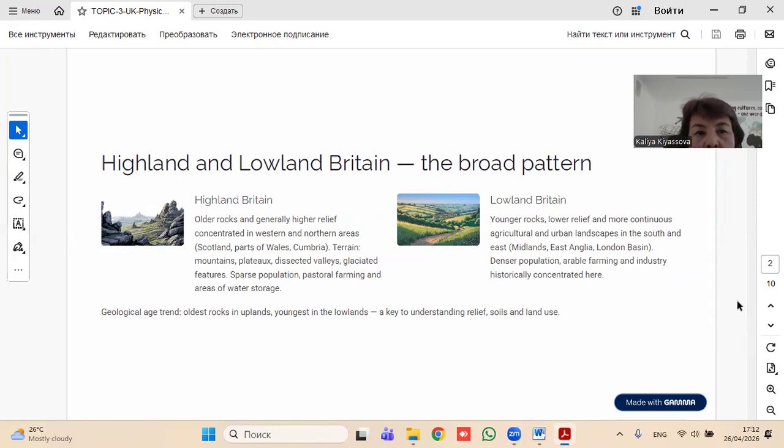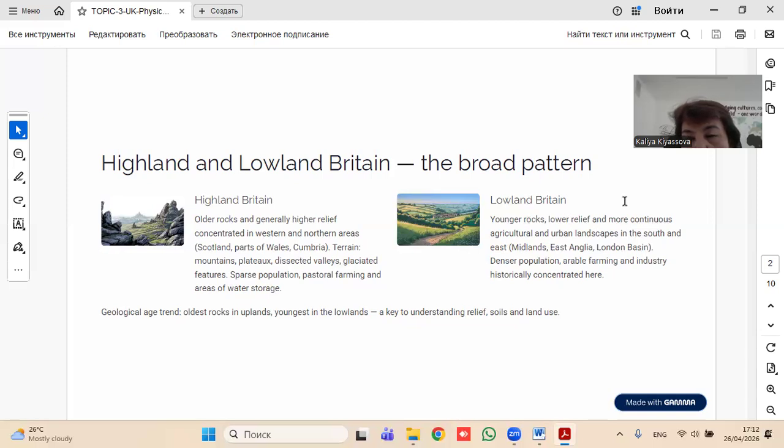Highland and lowland Britain, the broad pattern. First, let's discuss Highland Britain. The older rocks and the general high relief are concentrated in western and northern areas: Scotland, parts of Wales, Cumbria. Terrain: mountains, plateaus, dissected valleys, glaciated features, sparse population, pastoral farming, and areas of water storage.